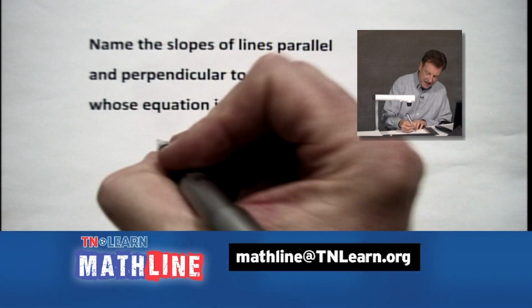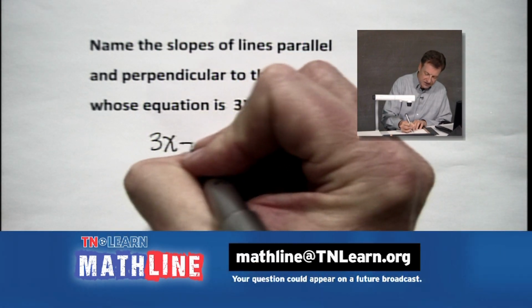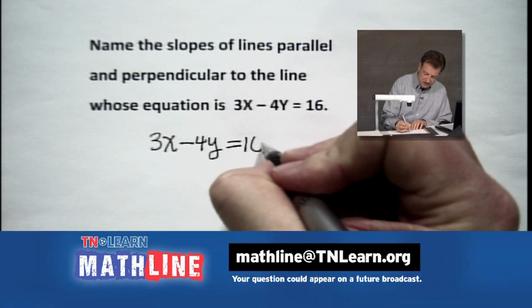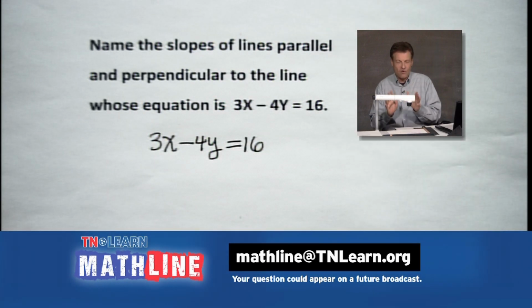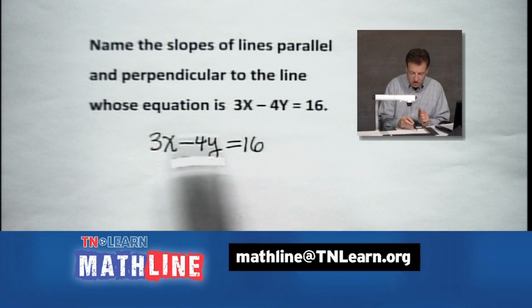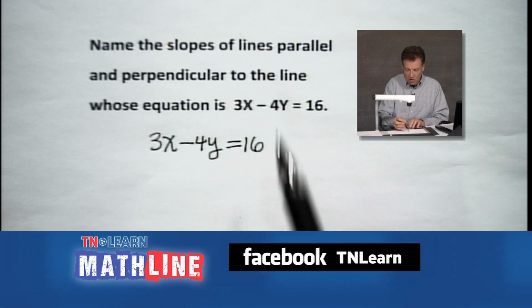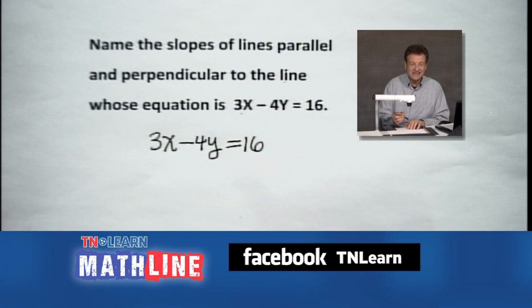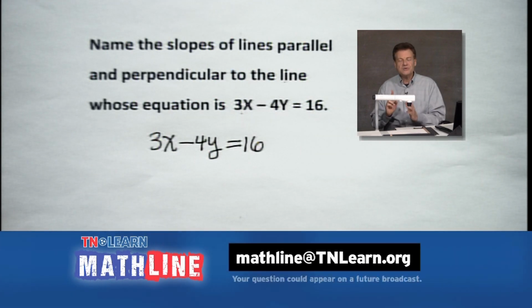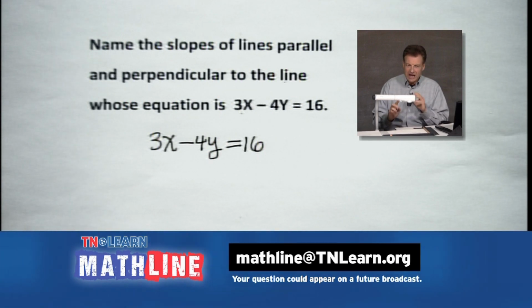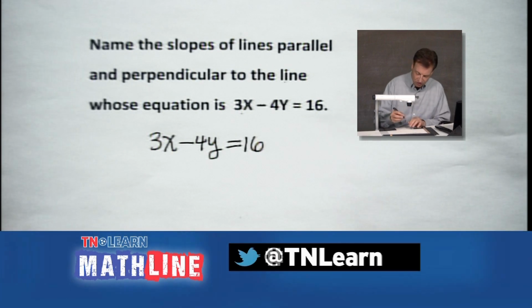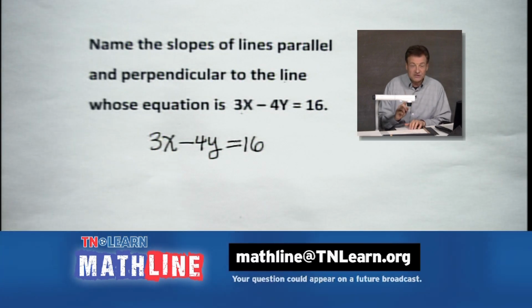We've got 3x minus 4y equaling 16. Now, this is what we call standard form of an equation of a straight line. So we already know that this line is a line. This equation represents a line, all right? But what we need to do is figure out how we're going to graph it. How are we going to figure out the slope from this information? Well, the best way to do it is get y by itself. Y by itself.